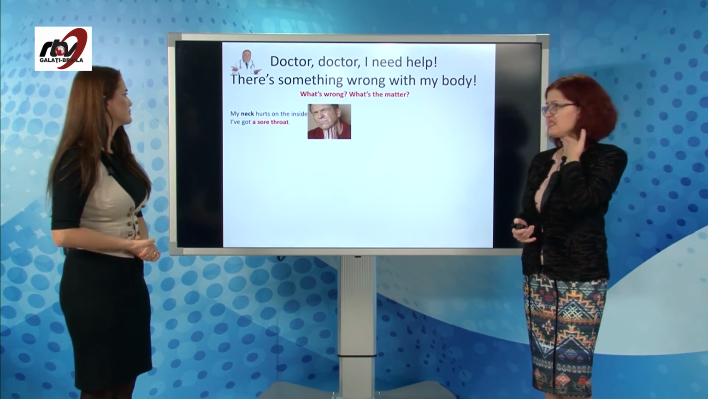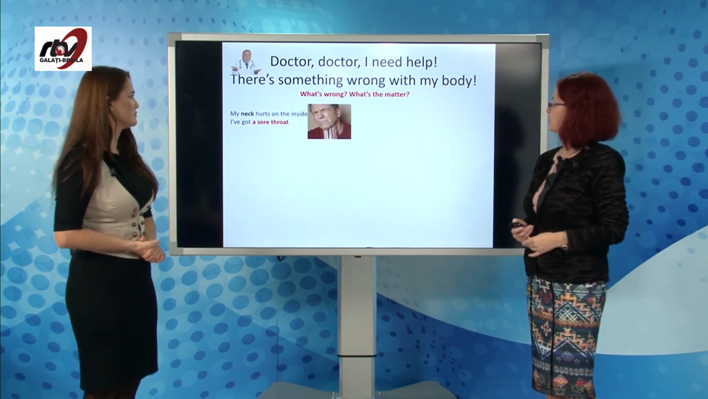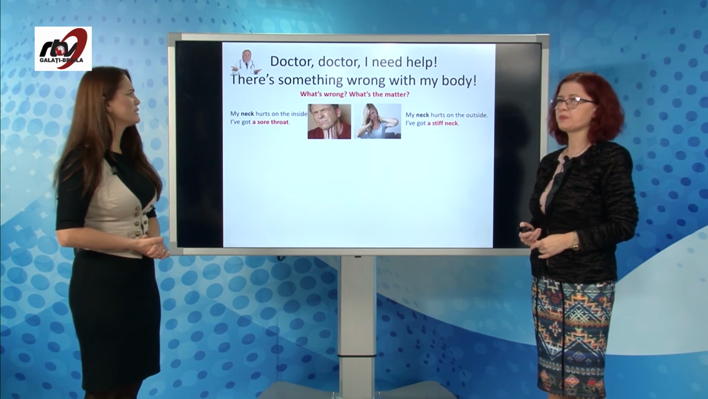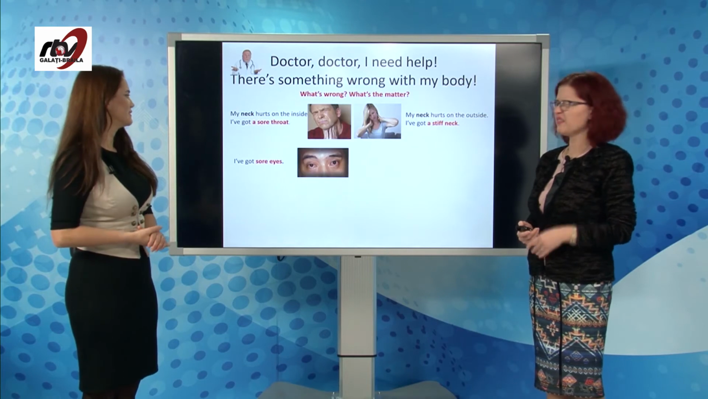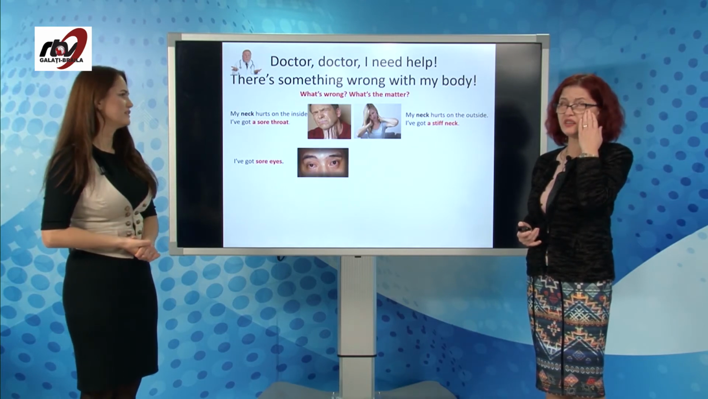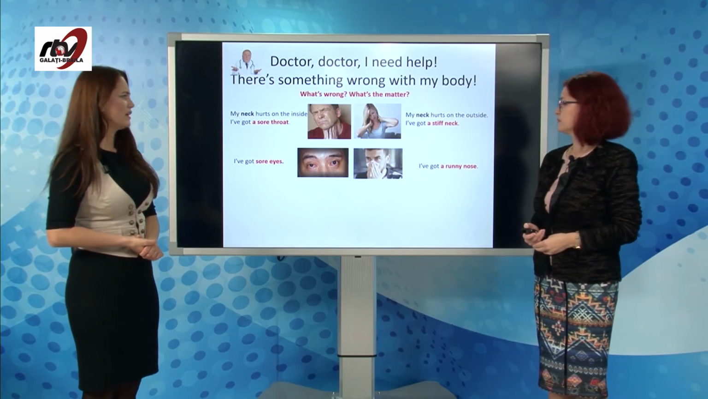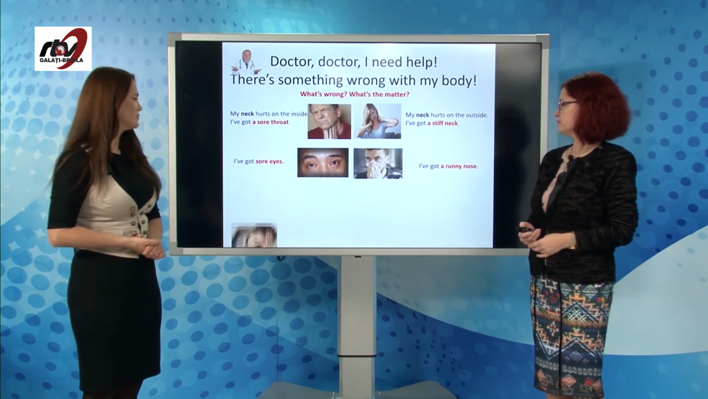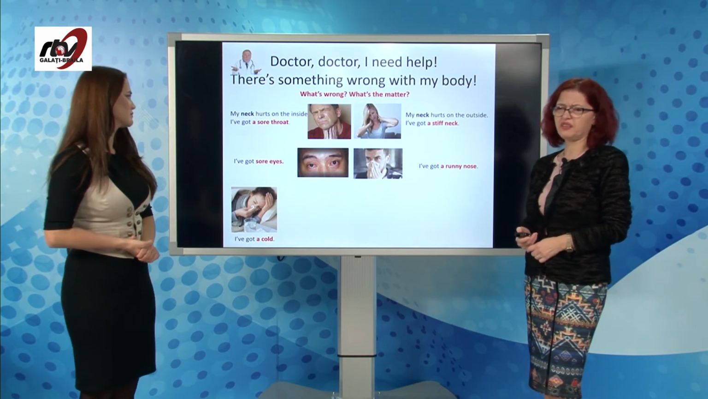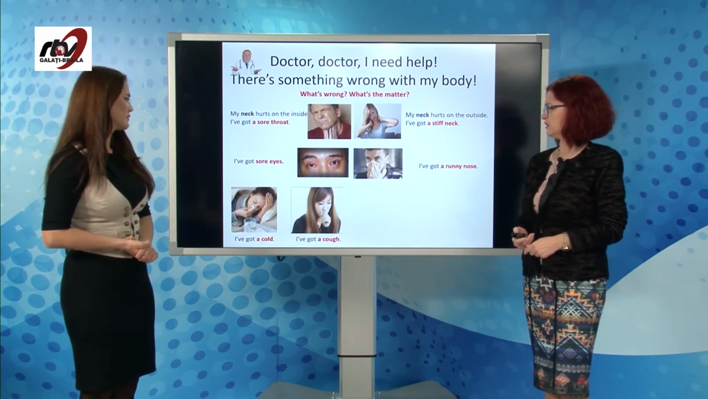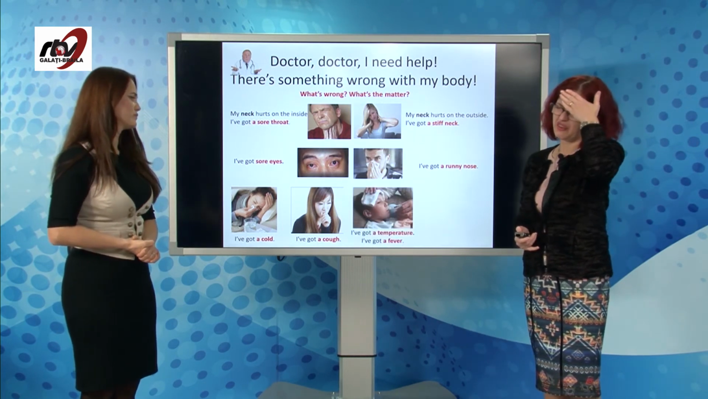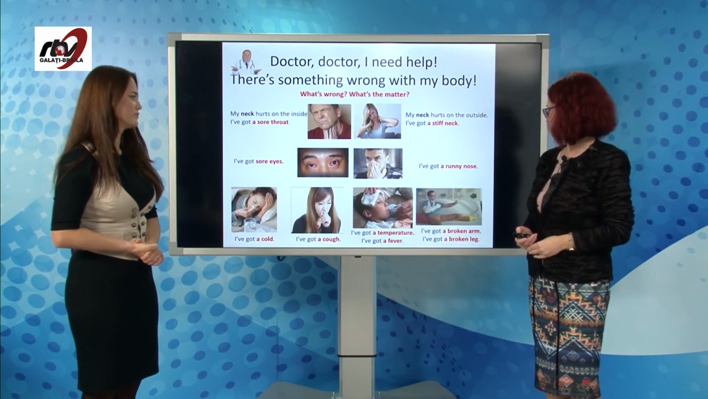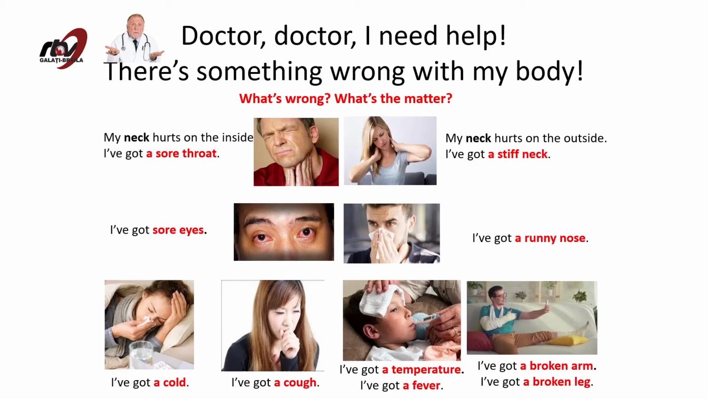My neck hurts on the inside. I've got a sore throat. My neck hurts on the outside. I've got a stiff neck. I've got sore eyes. It's from watching TV too much. I've got a runny nose. I've got a cold. I think I should stay in bed. I've got a cough. I've got a temperature or even a fever. I've got a broken arm or maybe a broken leg.